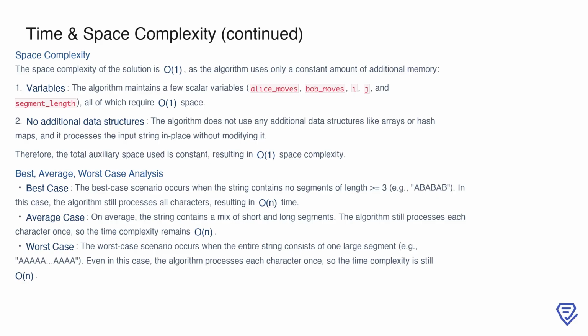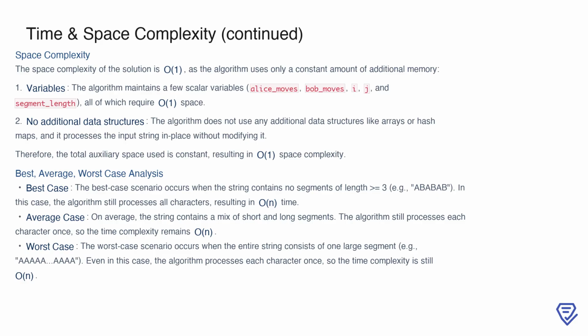Importantly, the algorithm does not use any extra data structures like arrays or hash maps. Instead, it processes the input string directly without modifying it. This ensures that no additional memory is allocated beyond these fixed variables. Now, if we consider the best, average, and worst cases, the time complexity remains O(n) in all scenarios.